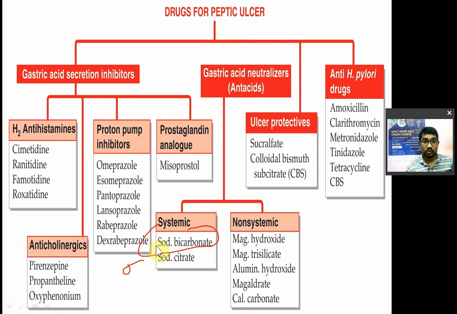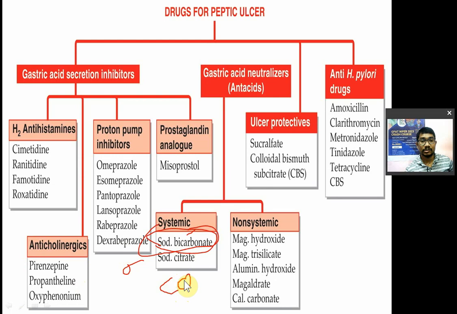But regular use of sodium bicarbonate or a systemic antacid will cause rebound of acidity. It neutralizes your acid for some time, but then it causes more acid formation. That is known as rebound of acidity. So systemic antacids will cause systemic alkalosis, rebound of acidity and flatulence. When sodium bicarbonate neutralizes the acid, carbon dioxide, CO2, is generated.